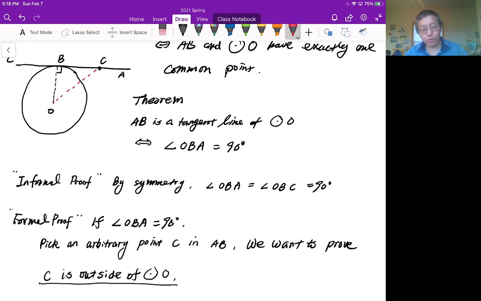And now I get the right triangle, right? And if you get a right triangle, then OC must be bigger than OB. And then we are done. Okay, so let me repeat that.